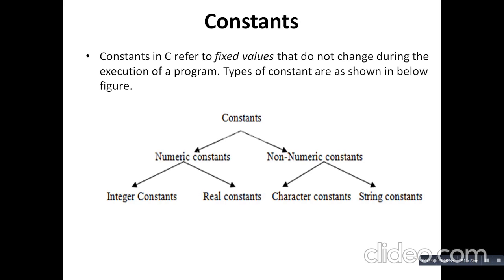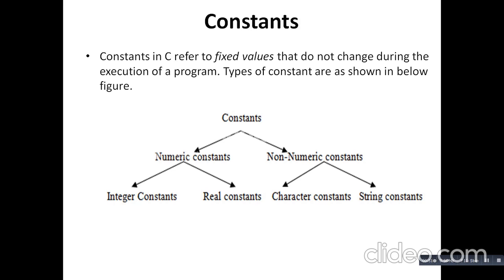As we saw in the previous video, variables are the names or identifiers which refer to a memory location, and we can store values in those identifiers. During the execution of the program we can change the value, whereas in constants we cannot change the value. During the execution of the program the values remain the same.